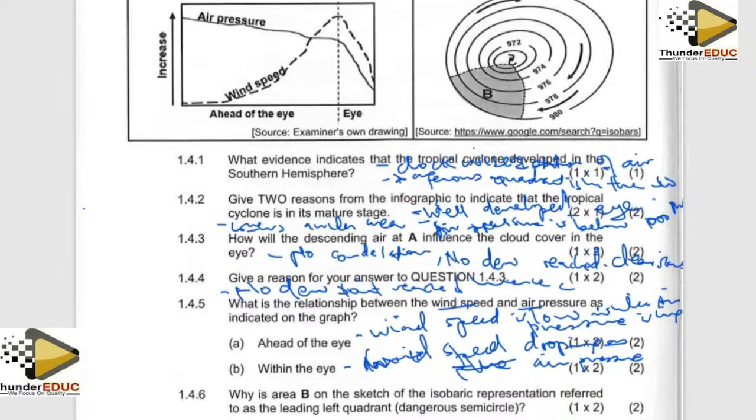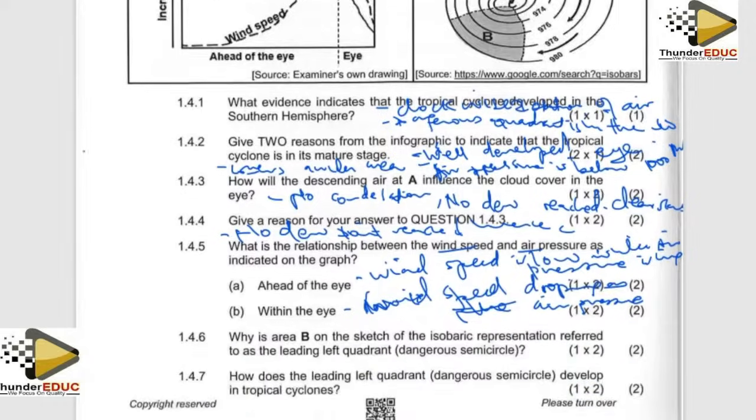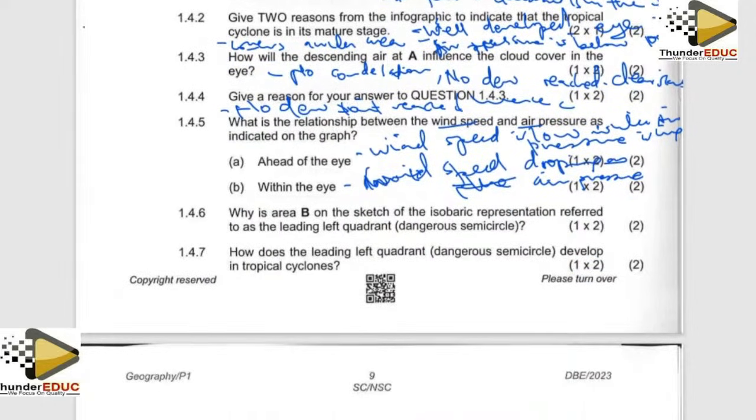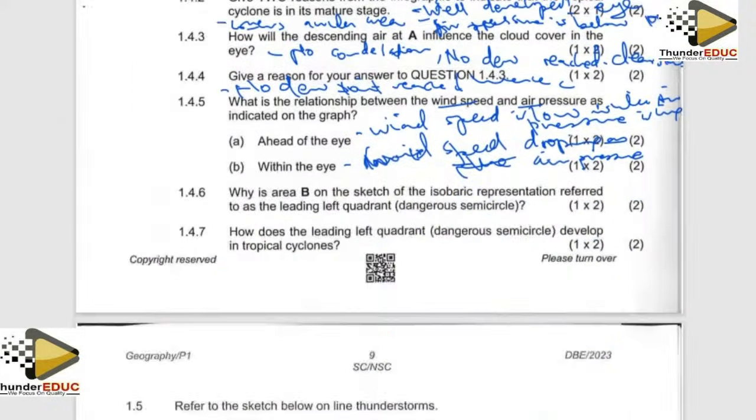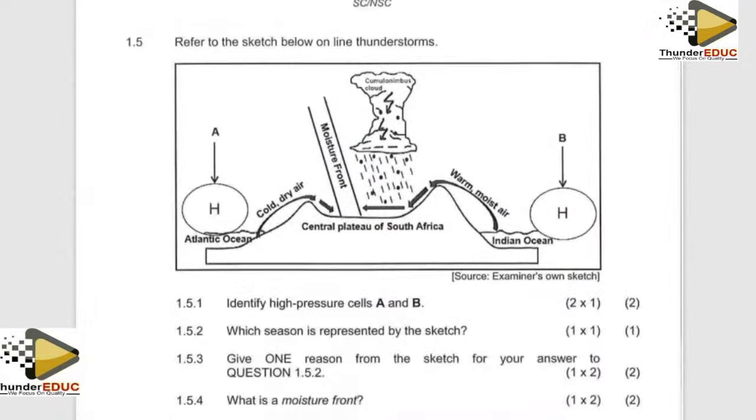Okay, so I've answered that question. So 1.46, why is B on the sketch represented to be the dangerous quadrant, the left dangerous quadrant? We go back to B. Why is this one indicated to be the dangerous quadrant?